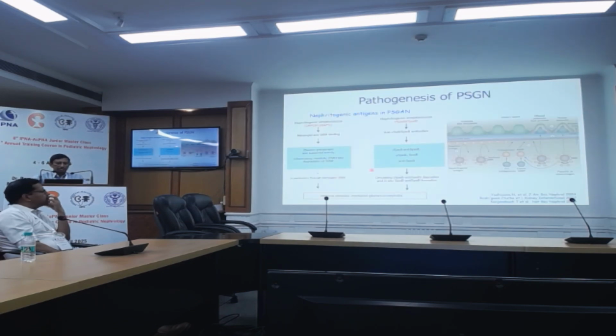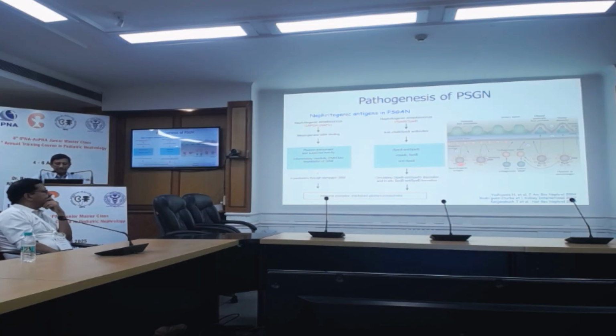So how does PSGN actually develop? The nephritis-associated plasmin receptor, which is a glyceraldehyde phosphate dehydrogenase and a plasmin receptor, binds to the mesangium and GBM, or the immune complexes get deposited here. Because it's a plasmin receptor, it entraps plasmin, and the sustained activity of plasmin results in damage to the GBM and recruitment of inflammatory cells, which results in the immune complex mediated glomerulonephritis.